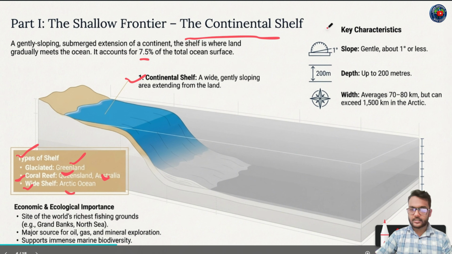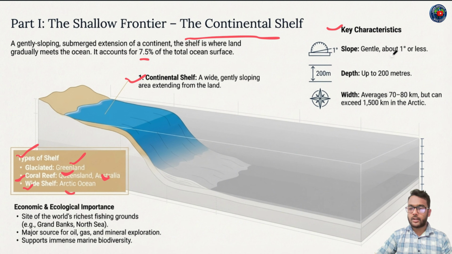Key characteristics are a gentle slope of about 1 degree or less, and depth up to 200 meters. Width averages 70-80 km but can exceed 1,500 km in the Arctic. There is some economic and ecological importance of this continental shelf. Site of the world's richest fishing grounds, for example Grand Banks, North Sea. Major source for oil, gas, and mineral exploration, supports immense marine biodiversity.